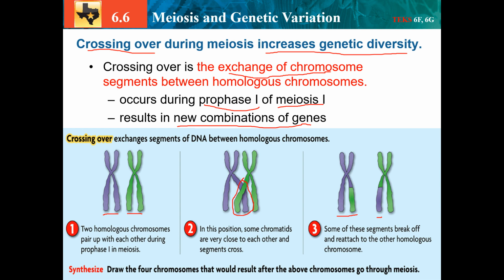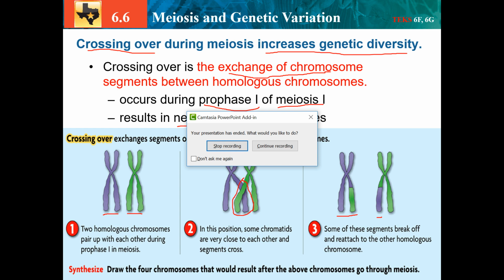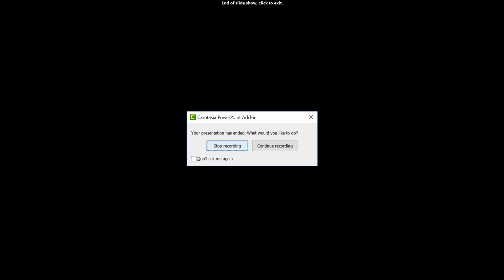Okay, and all that together, the crossing over and the independent assortment and the random fertilization of the gametes, creates genetic diversity. Okay, and that's going to do it for 6.6.